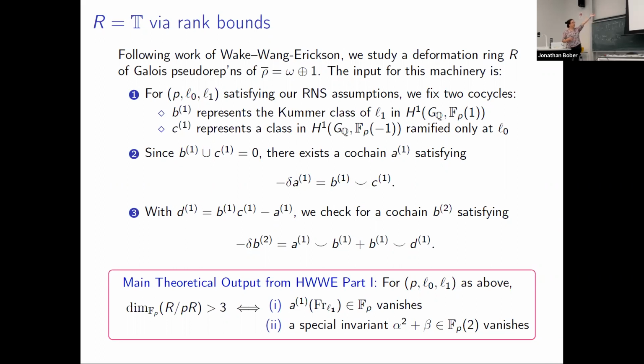Alpha is associated to A1 and beta is associated to B2. And so basically these cochains are controlling these two invariants. And so these are the conditions in terms of the deformation theory that control, this is what I mean by we're computing explicitly on the R side. These conditions are what control the size of R.